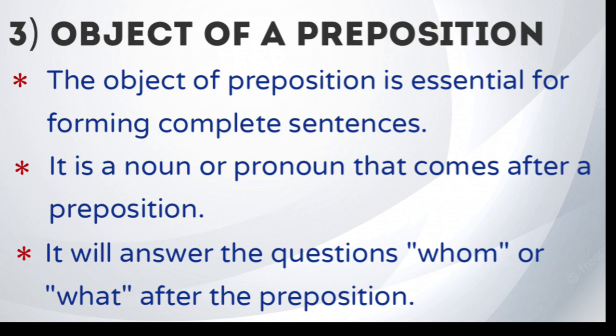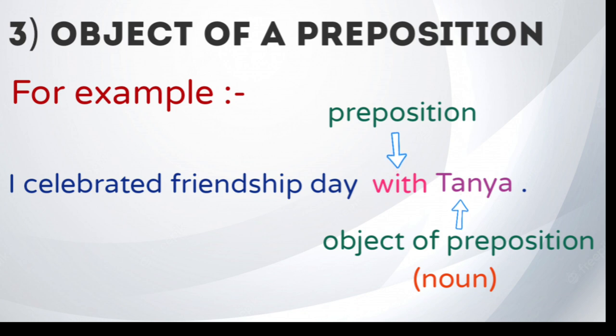So don't get confused, you'll understand this topic thoroughly through some interesting examples. Let's have a look at them. For example, I celebrated Friendship Day with Tanya. Here, with is the preposition and the object of preposition is Tanya, which is a noun. If you ask the question, celebrated Friendship Day with whom? You'll get the answer Tanya.